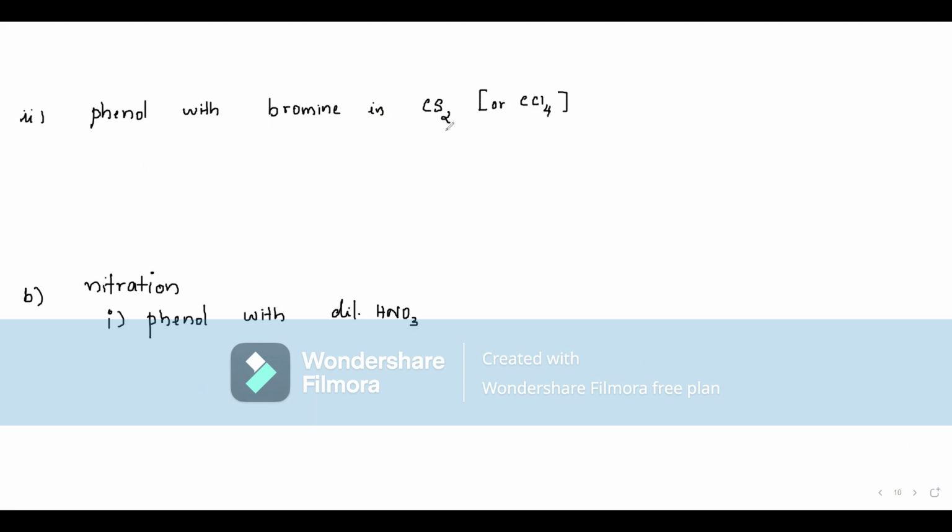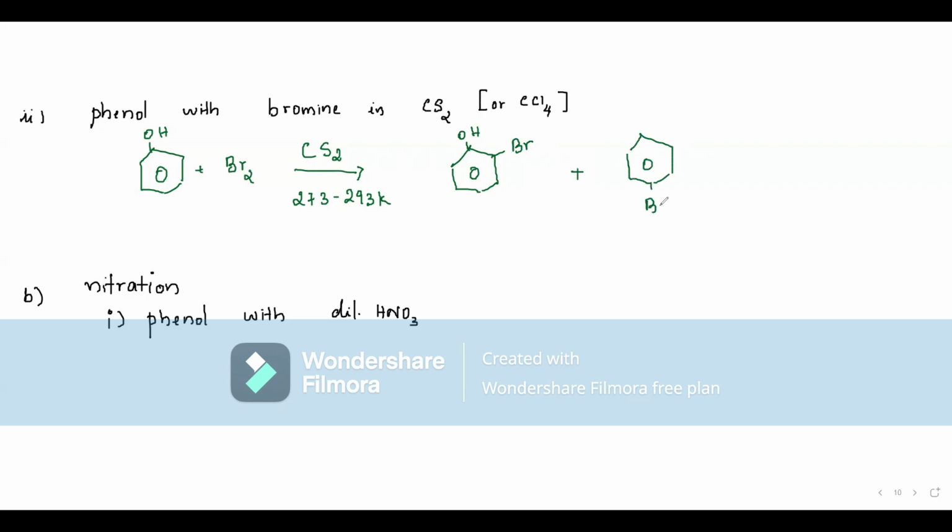Moving on, bromination can also be carried out using CS2 or CCl4 as the solvent in which you dissolve bromine, that is, carbon disulfide or carbon tetrachloride. So now let's write the reaction. Phenol plus Br2 in presence of CS2, at room temperature, around 273 to 293 Kelvin, gives us a mixture of orthobromophenol or 2-bromophenol, and parabromophenol, which can also be called 4-bromophenol, along with HBr.